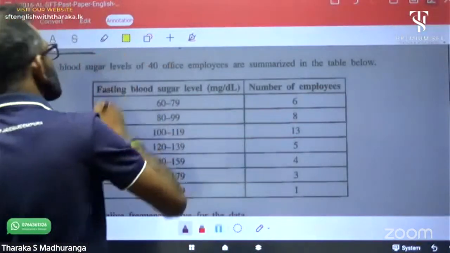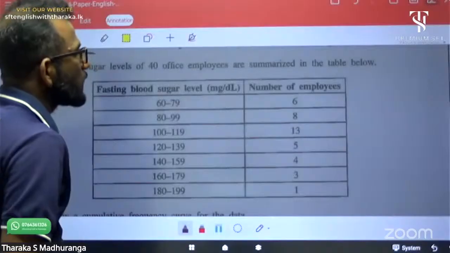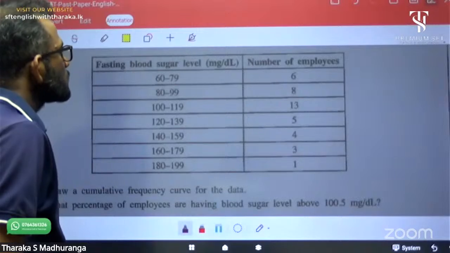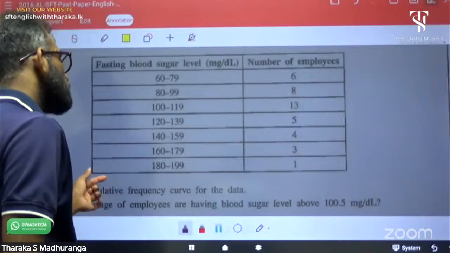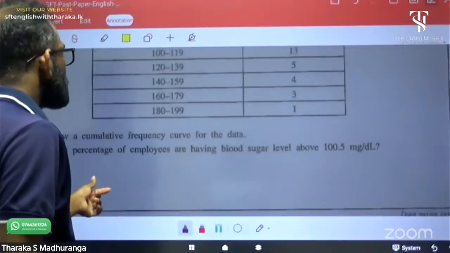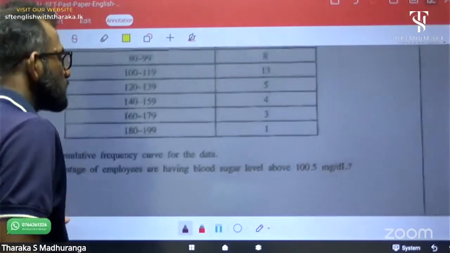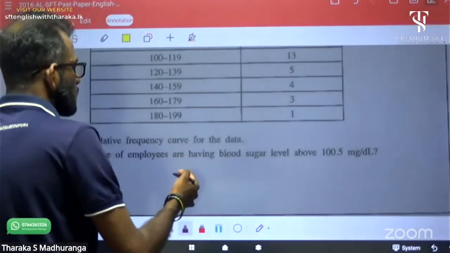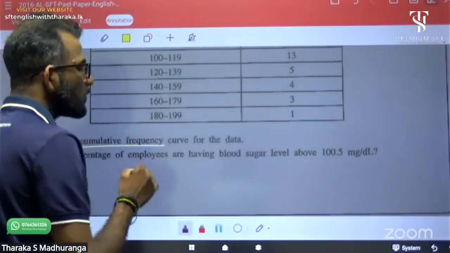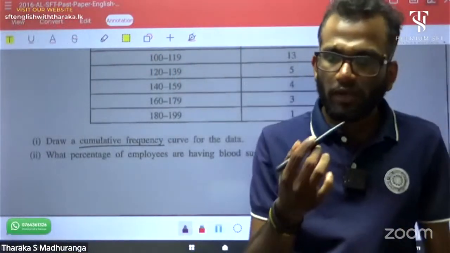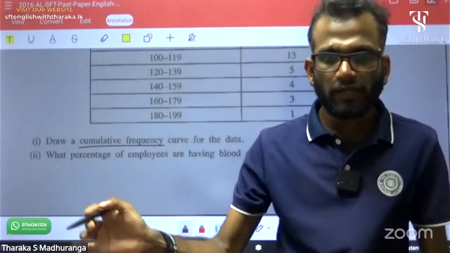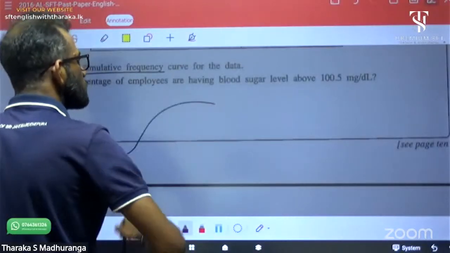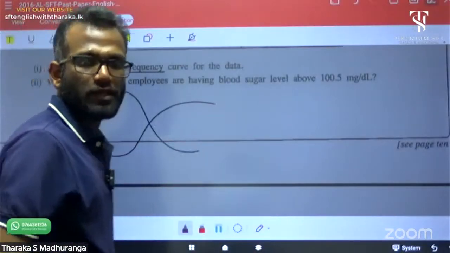The fasting blood sugar levels of 40 office employees are summarized in the table below: fasting blood sugar level, number of employees. Draw a cumulative frequency curve for the data. For a cumulative frequency curve, which type of curve do you need to draw? Less than cumulative frequency or more than cumulative frequency? What do you think?